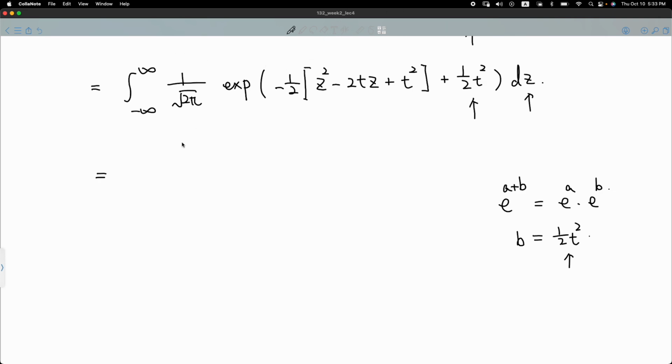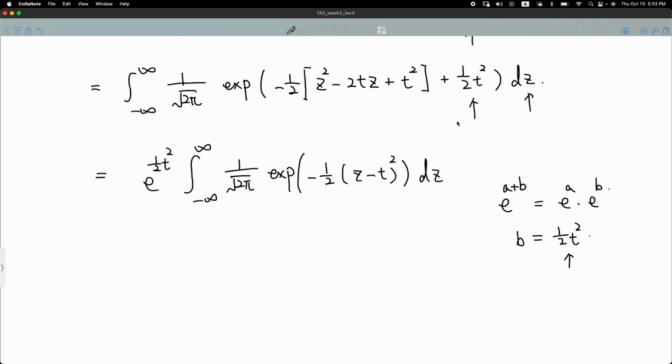So what I mean is that we can write e raised to the power of 1/2 t squared from here, move it outside the integral. And then we have the following inside the integral. So I think it's z minus t squared and then dz.